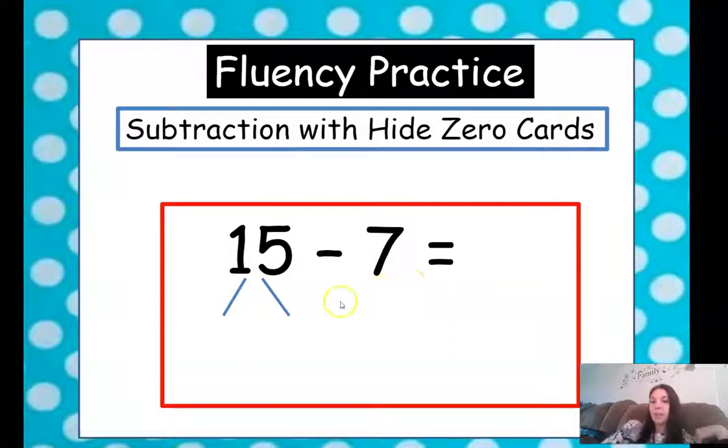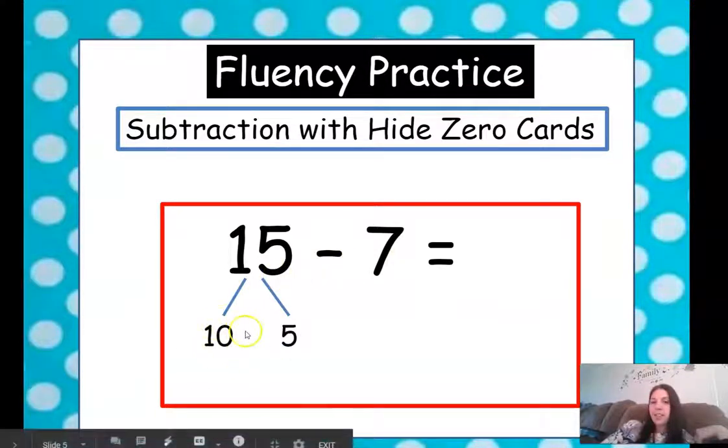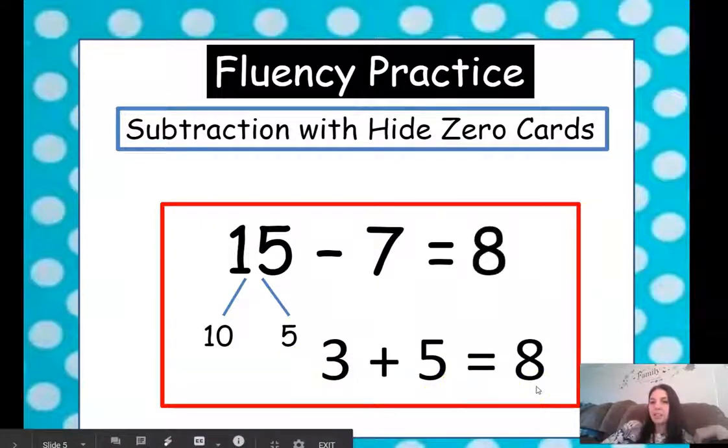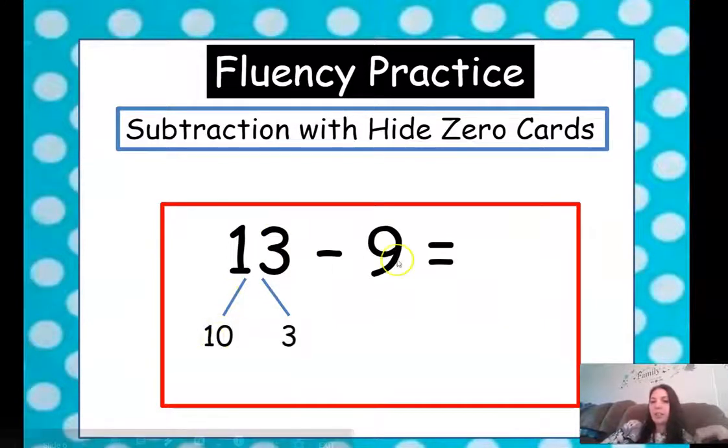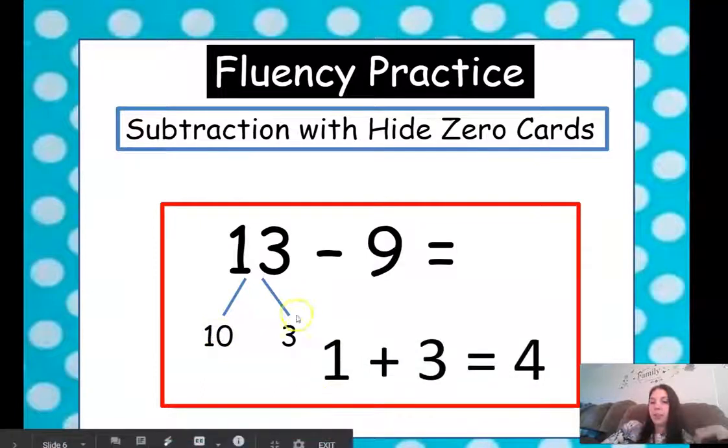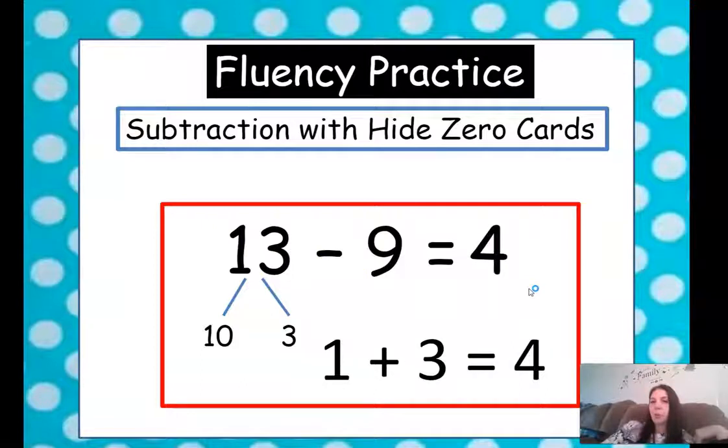15 minus 7, we're going to break our 15 up, decompose it into a 10 and a 5. If you take 7 from 10, you're going to get a 3. And then we have 5 more. 3 plus 5 equals 8. We're going to decompose 13 into a 10 and a 3. When you take 9 from 10, you have 1 more, and then we have 3 here. So we're going to say 1 plus 3 equals 4, which means that 13 minus 9 equals 4.